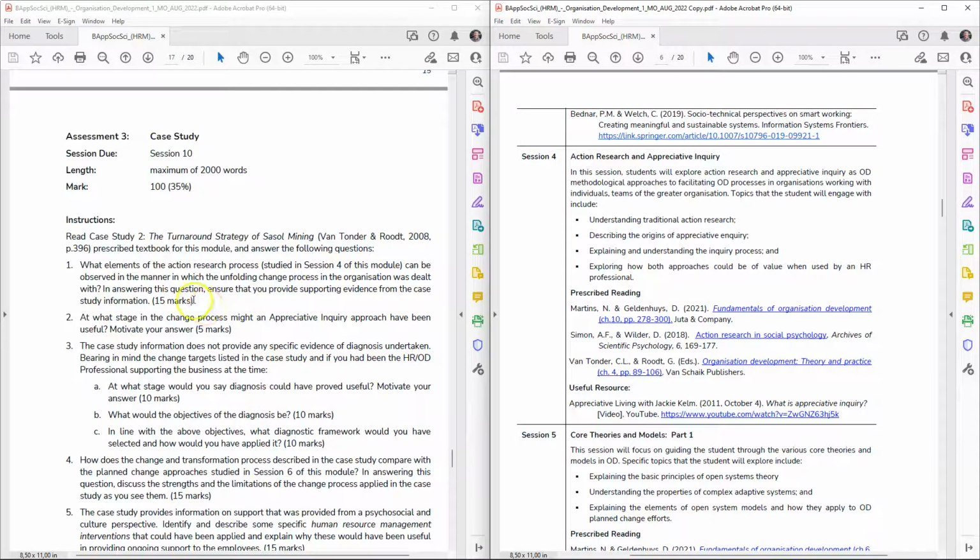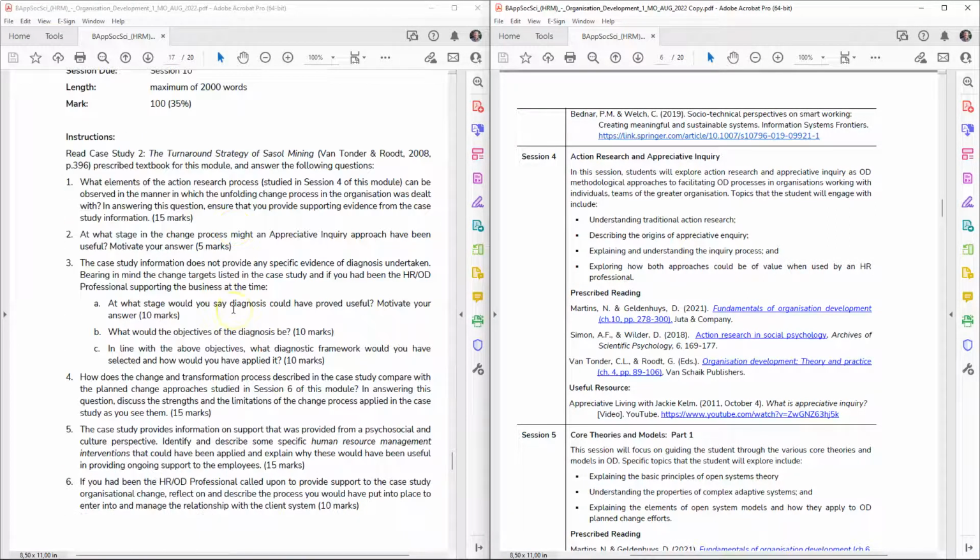In my grading, my answer template, I've allocated the various sections and headings that I've got in there with that calculation in mind, allocating the word count accordingly. So that's just the thing around that. So at what stage might appreciative inquiry have been useful? And don't just say stage whatever. You've got to motivate your answer as to why you say so.